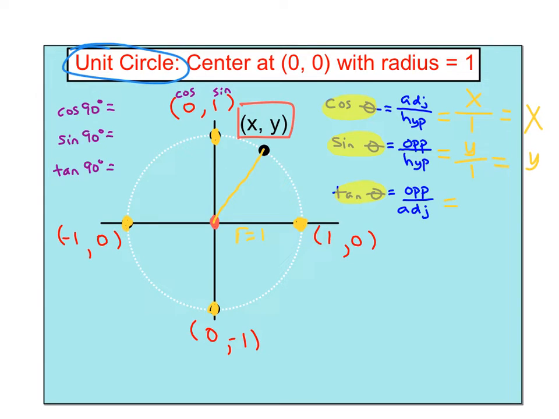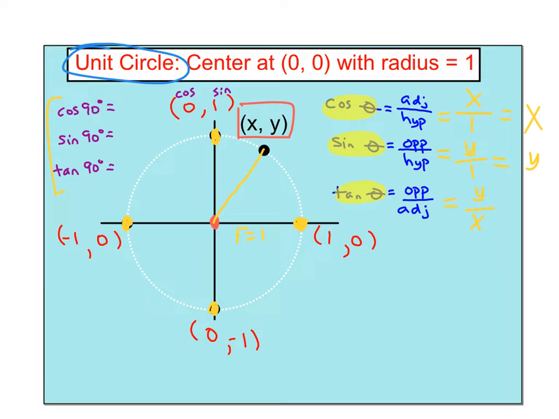And the tangent, like we just saw, will be the opposite over the adjacent, so it'll be the y over the x. Now, let's get some numbers and see what that means. Look over here where I have this set up: cosine of 90, sine of 90, tangent of 90, for example. We need to think about a 90-degree angle.